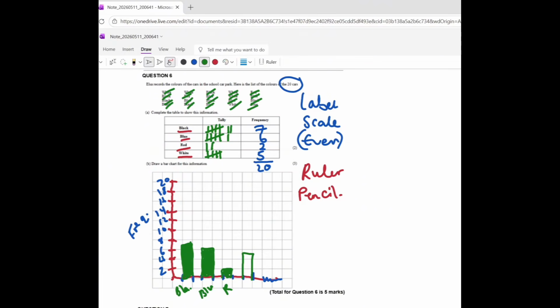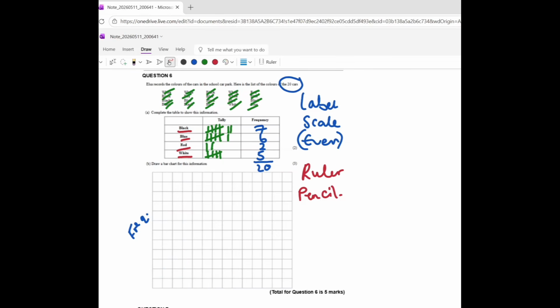So actually, my graph didn't need to go up to 20 at all. My graph only needed to go up to 7. So let's draw that again. See, I'm rushing here, and this is what happens. When you rush, you make mistakes. So don't do what I've done, okay? In your exam, make sure you use a ruler and a pencil, because I would have been in trouble there.